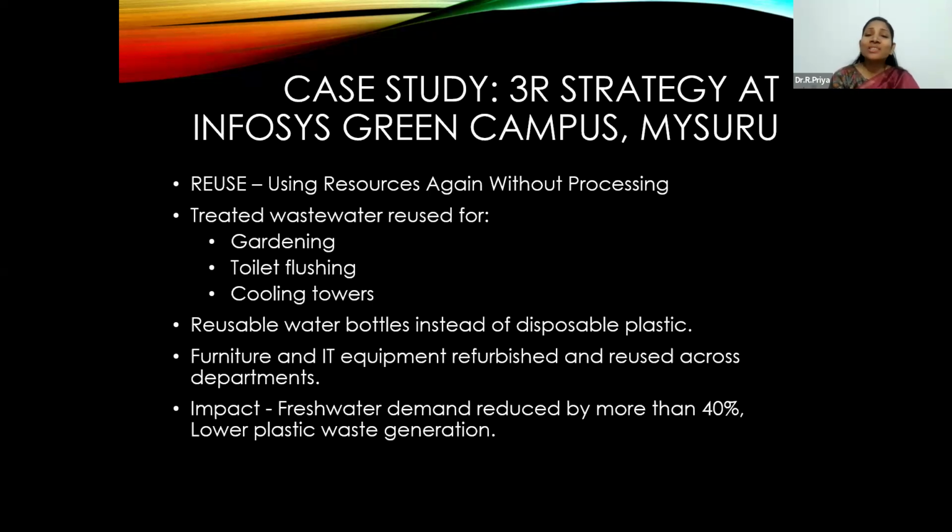Reuse is using resources again without processing. So what are the actions taken here? Treated wastewater is reused for gardening, toilet flushing, and cooling towers. Another, reusable water bottles instead of disposable plastics. Then furniture and IT equipment are refurbished and reused across departments.